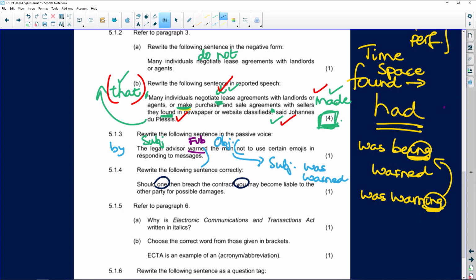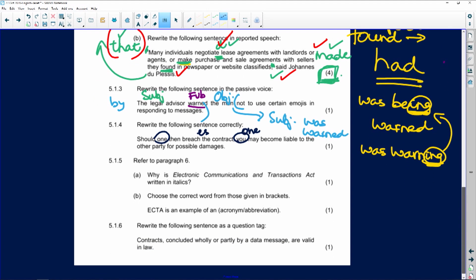English doesn't like you to shift pronouns in the middle of a sentence. So if you then breach the contract, you may become liable. If one then breaches the contract, one may become liable. So do it whichever way is simpler for you. I would go, if you then breach the contract, then I don't have to change the verb.